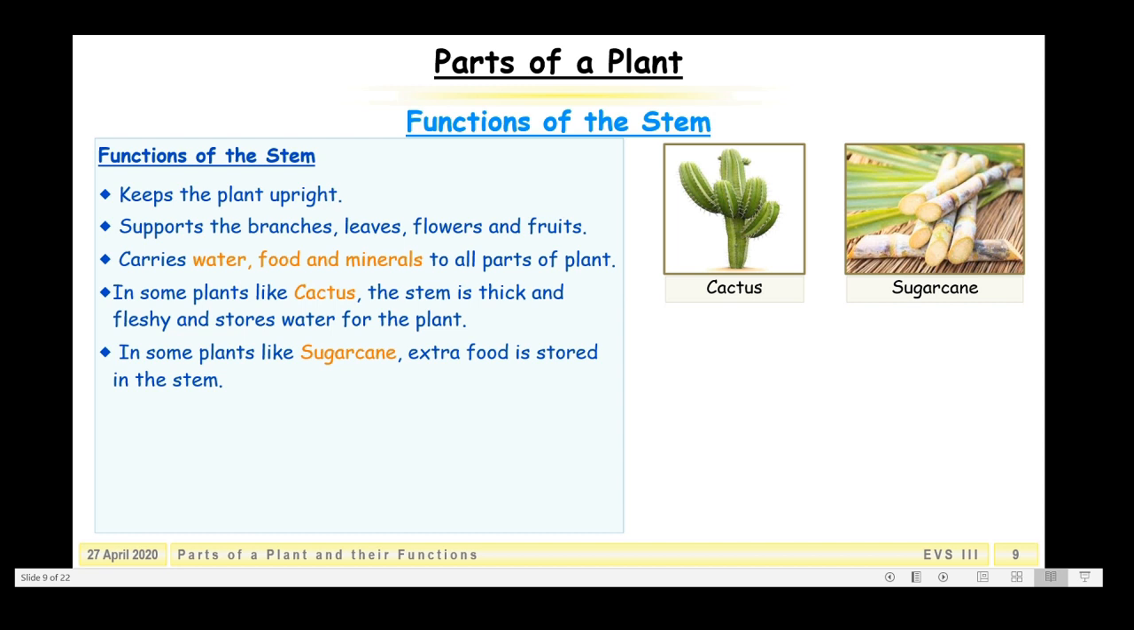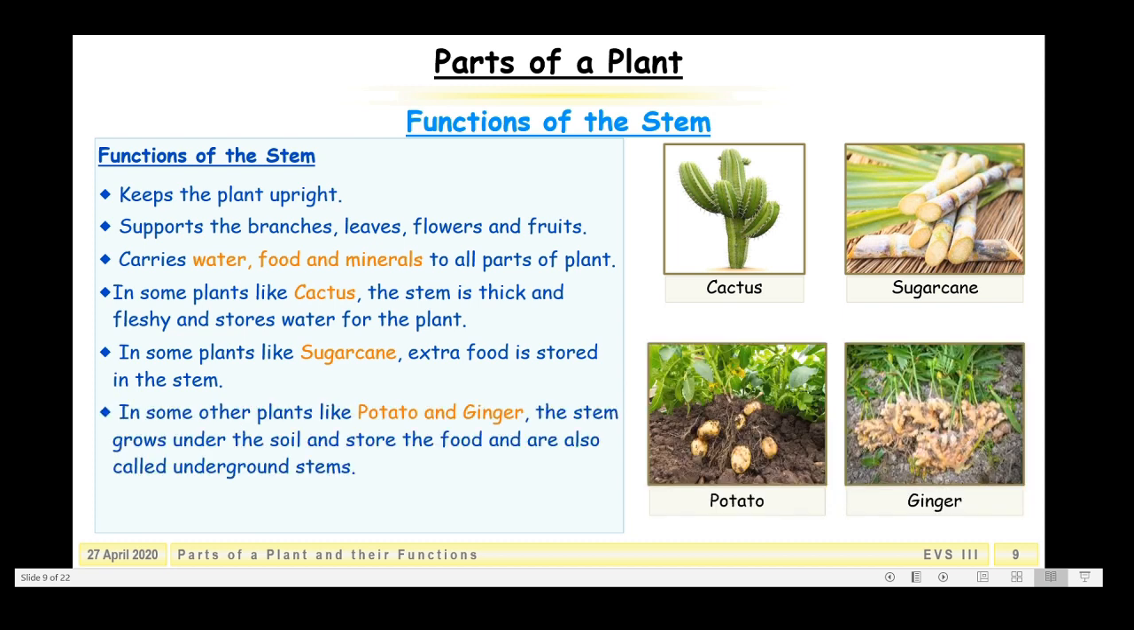But in some plants like sugarcane, extra food is stored in the stem. So when you are eating sugarcane, you should know that you are eating the stem part of the sugarcane. If you have not eaten sugarcane, I am sure you must have enjoyed sugarcane juice. Yes? Then we have some more stems like potato and ginger. The stems grow under the soil and store food, and are also called underground stems.